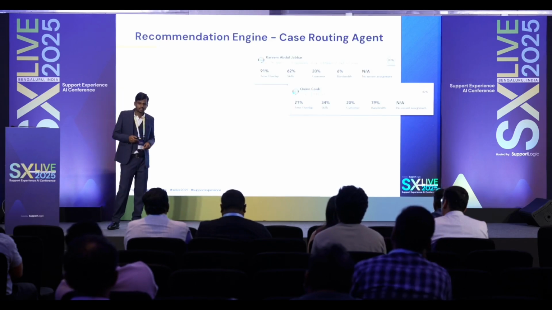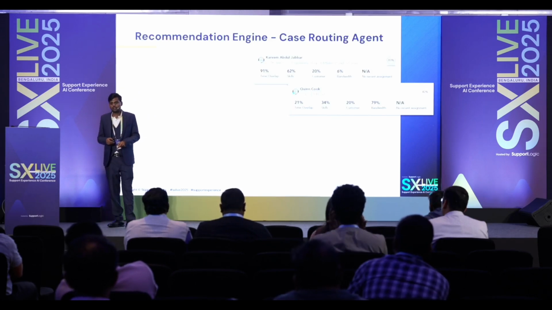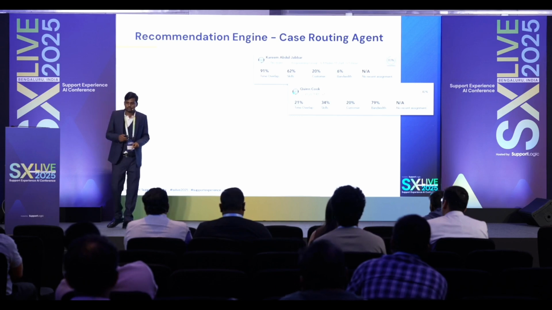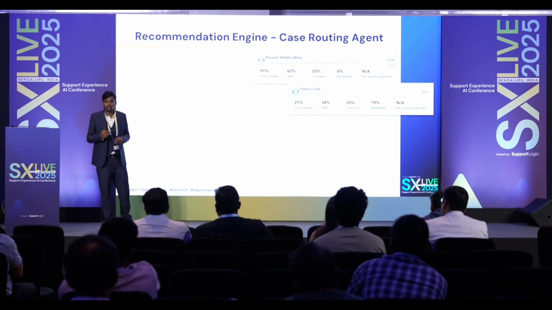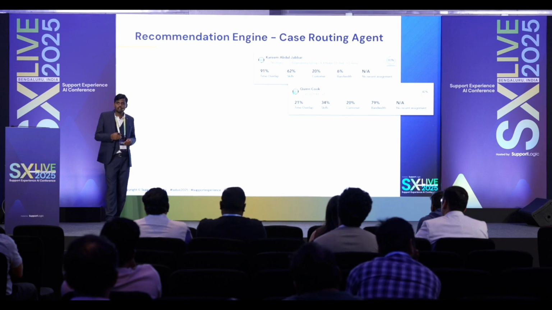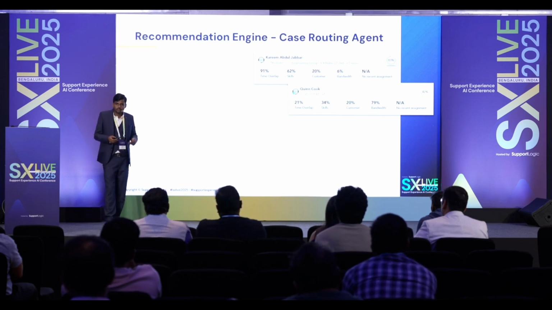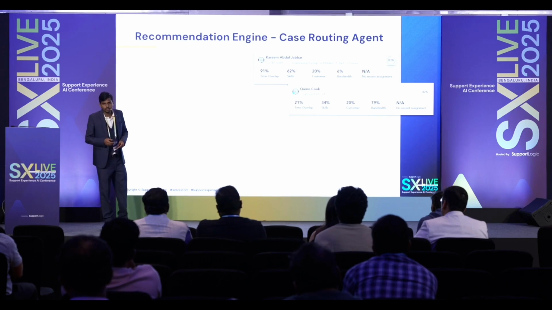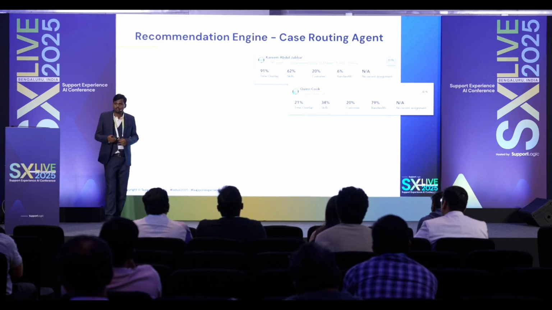Coming on to the next is the recommendation engine. We call it the case routing agent as well. So why do we call it recommendation? Because there is a recommendation engine behind it which determines which agent should perform. Here we are using content based filtering. A recommendation engine comes with two types of engines, and we are using content based filtering.